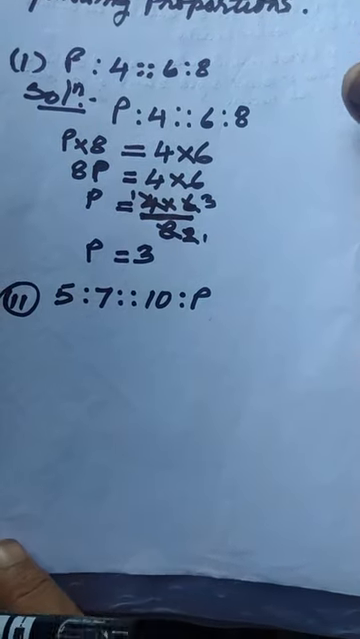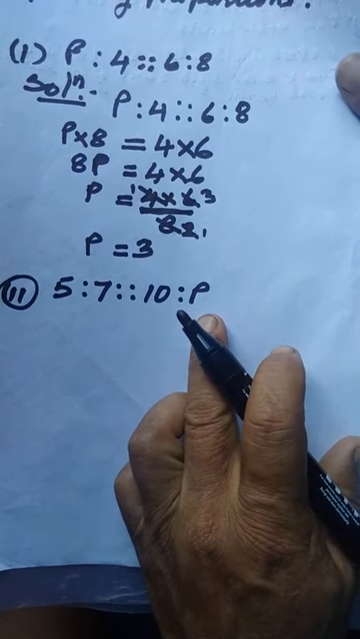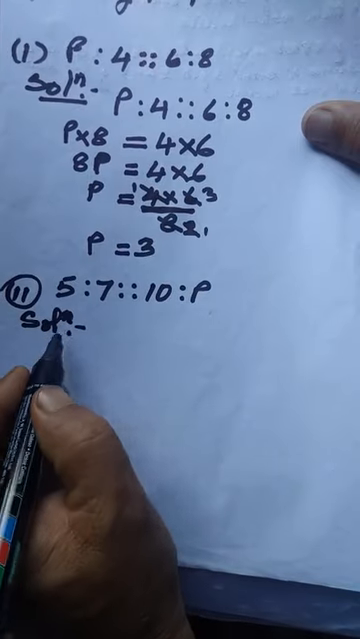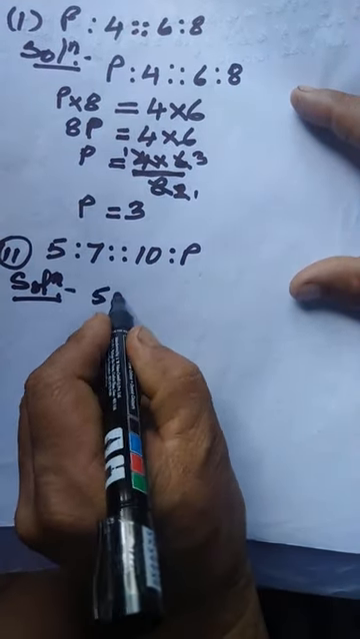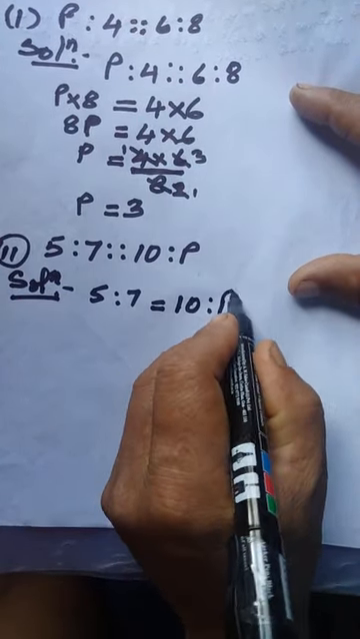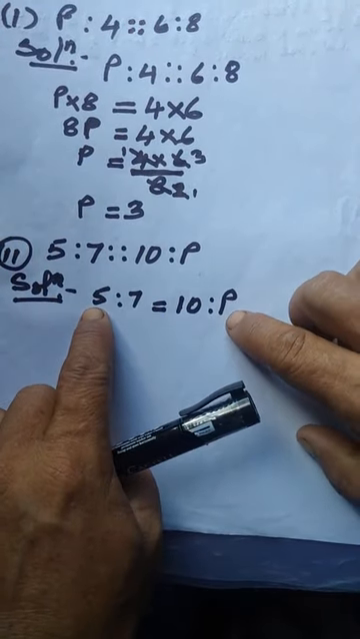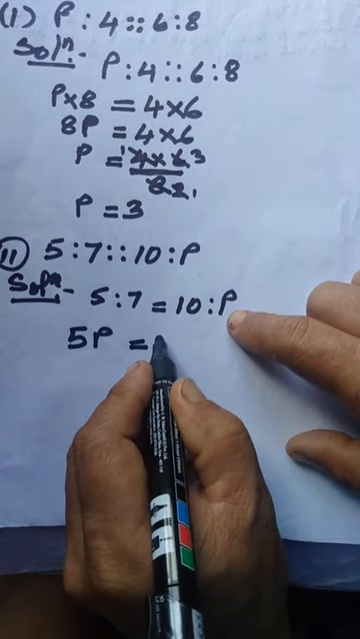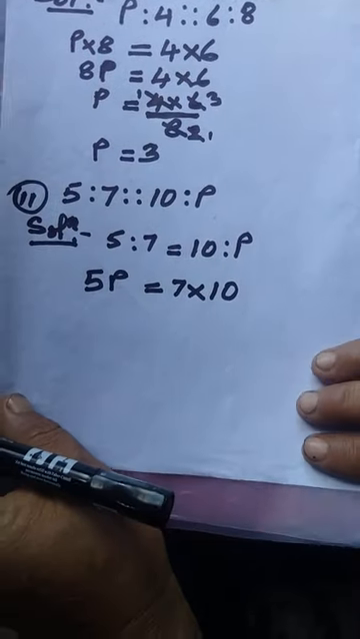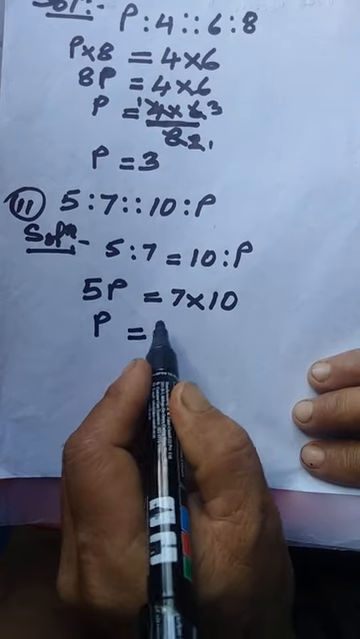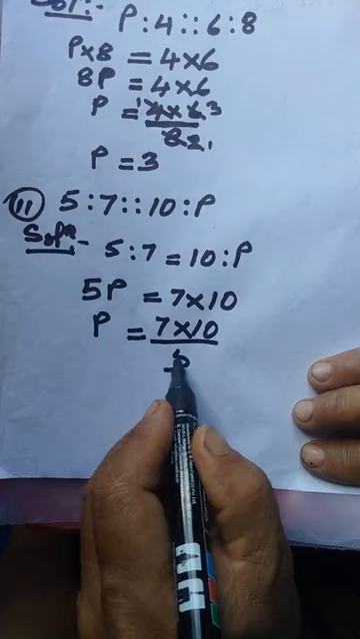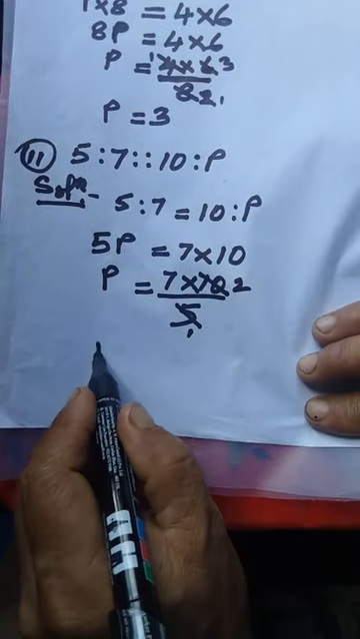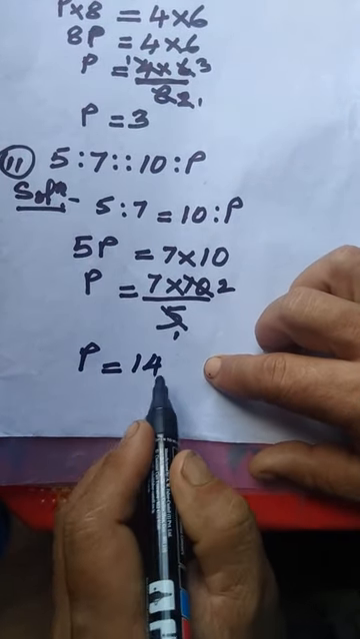That is how we solve it. Now let us look at the next one: 5 is to 7 equal to 10 is to p. The value we want is p, so multiply the first and fourth: 5 times p is 5p, equal to 7 multiplied by 10. Transfer 5: p equals 7 multiplied by 10 divided by 5. Reduce 5 and 10: 5 ones are 5, 5 twos are 10, so 7 twos are 14. p is equal to 14. The answer is 14.